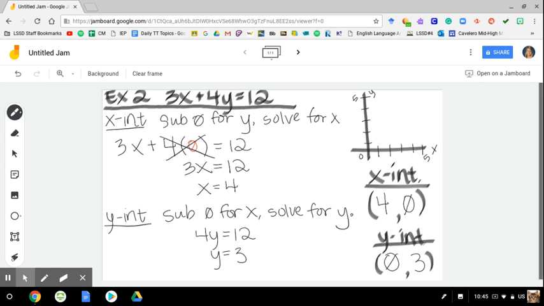Now let's plot our intercepts. I have 4, 0, so I go to the right 1, 2, 3, 4. There is my x-intercept. And my y-intercept is 0, 3, so I'm at 0 and I go 1, 2, 3. And now using a straight edge, if you were drawing this graph, you would not draw it like me, you would draw it very straight with a ruler. So, as you can see, using intercepts, you can graph the equation of the line.